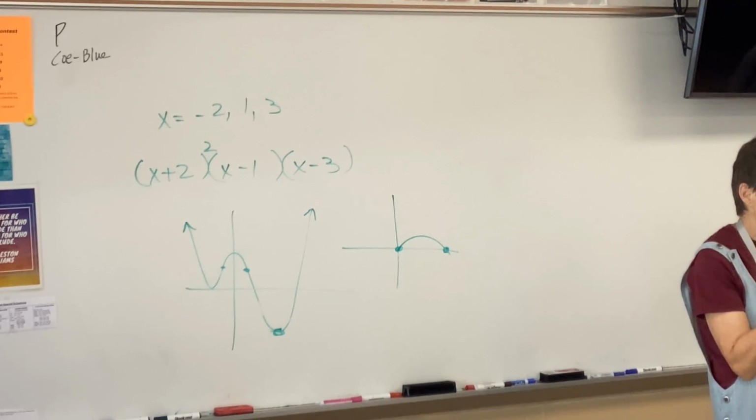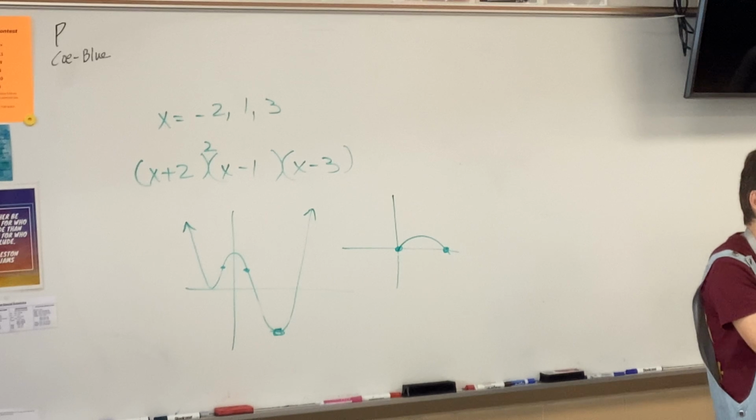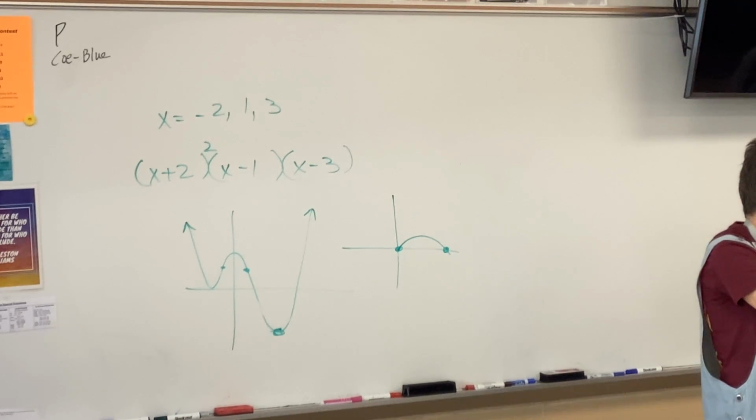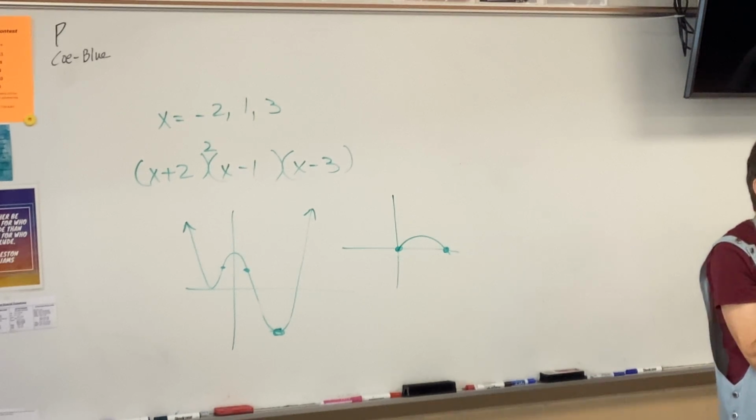And notice, what is the curve doing there? It's just kind of zipping right through. That means that factor occurs one time. But what happens at -1?